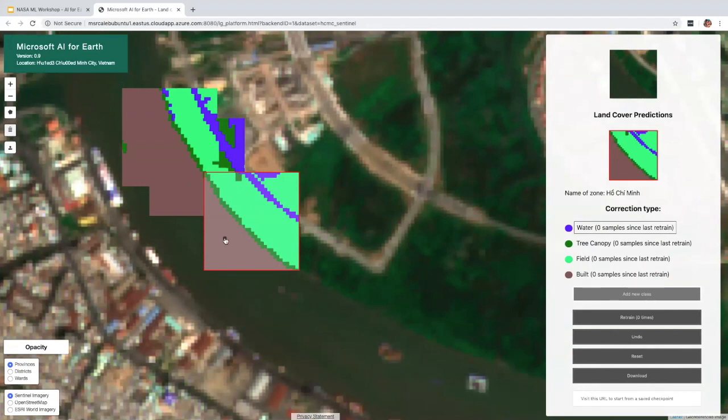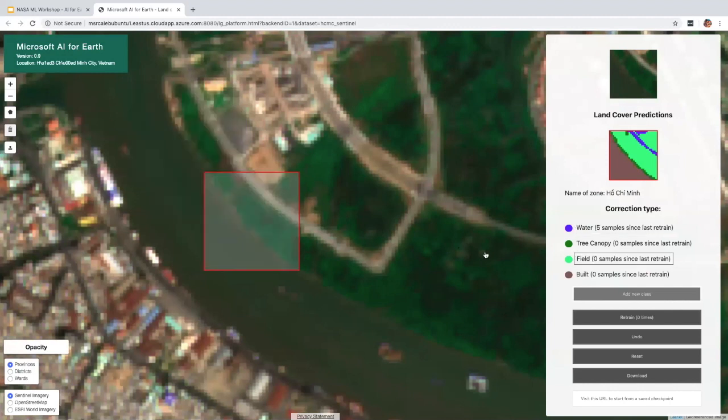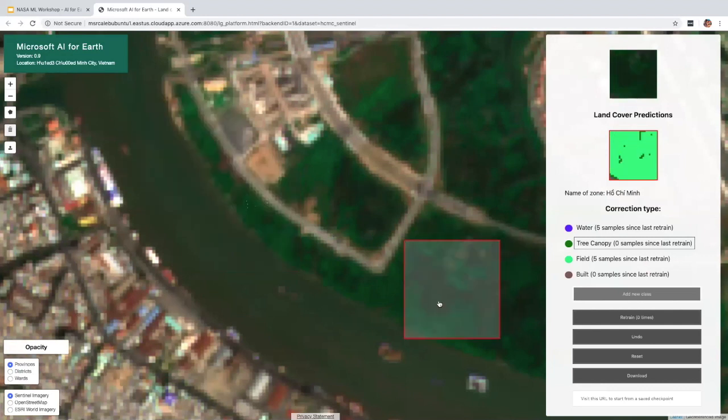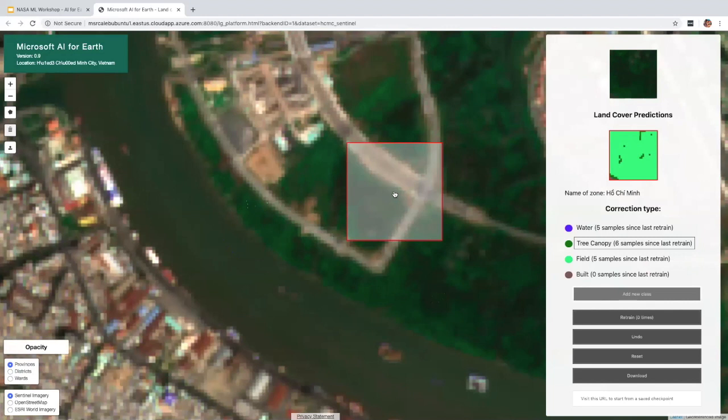So I'm going to say this area here is classified as water, not built up surfaces. Maybe select the field class and give a couple of training points here. Select the tree canopy class and maybe, I'm just toggling the opacity of the layers, by the way. Maybe this stuff is tree canopy. And then finally, a built up surface that's being classified as water here.